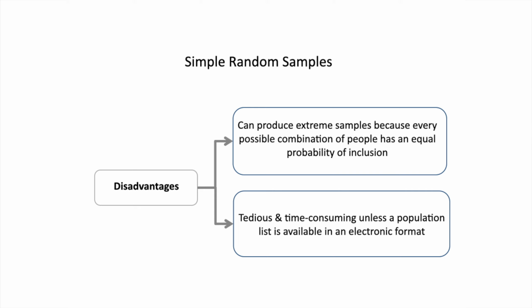Like you would actually expect it to be representative, right? So the drawback is that it can get really wacky because that's an equal probability, right? The other disadvantage is that it is tedious and time consuming unless you've got a population list that's electronic or unless you can use computers. Basically, if you cannot use computers, doing a simple random sample is tedious and time consuming at best. Okay, that's random sample type 1.